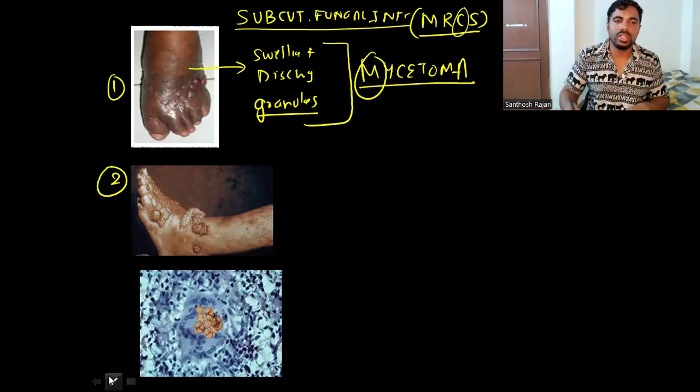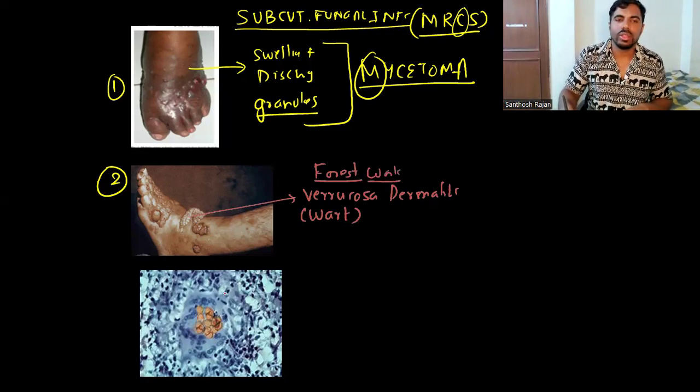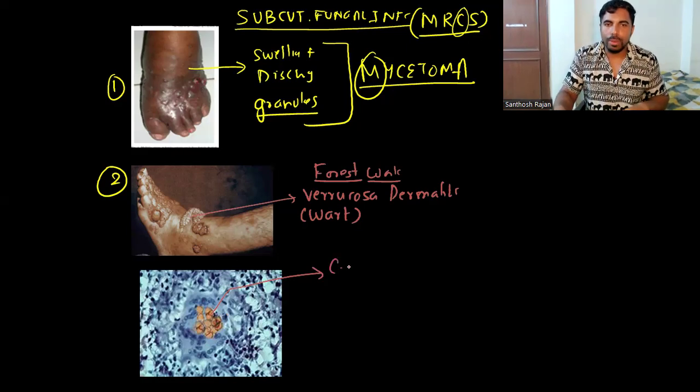Look at this picture and tell me what this picture is. This picture was recently asked in one of the exams. You know very well. This lesion is called verrucous dermatitis. It is wart-like lesions. Usually they give you a forest worker who has this wart-like lesion. What is the diagnosis they'll give? And they will say on the biopsy, this was seen. What is this one? It looks like a copper penny, or we call it a sclerotic body.